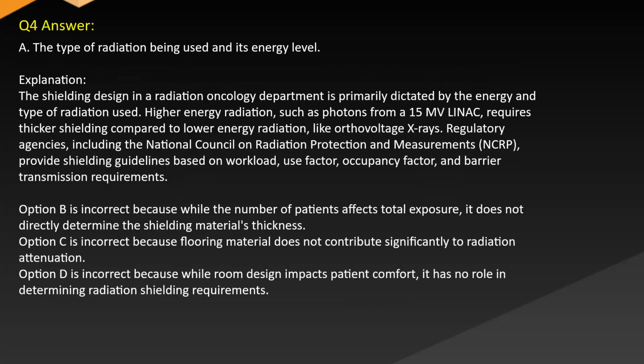Answer A. The type of radiation being used and its energy level. Explanation. The shielding design in a radiation oncology department is primarily dictated by the energy and type of radiation used. Higher energy radiation, such as photons from a 15 MV LINAC, requires thicker shielding compared to lower energy radiation like orthovoltage X-rays. Regulatory agencies, including the National Council on Radiation Protection and Measurements (NCRP), provide shielding guidelines based on workload, use factor, occupancy factor, and barrier transmission requirements.